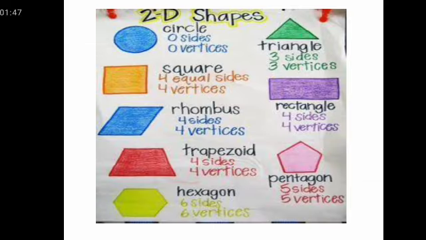So this is another diagram showing you 2D shapes. Here you have a circle. You can see a circle has 0 vertices and 0 sides. Triangle, you have 3 sides, 3 vertices. For a square, it has 4 equal sides and 4 vertices.